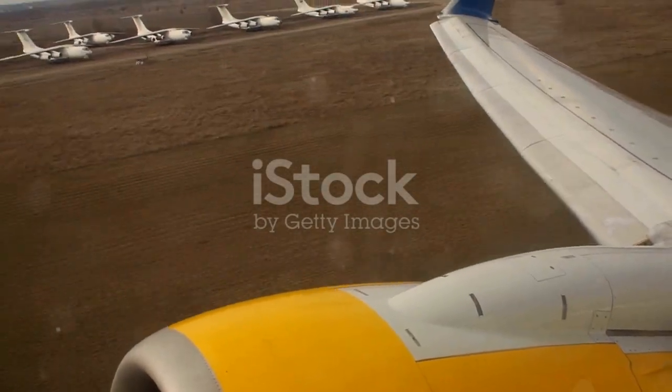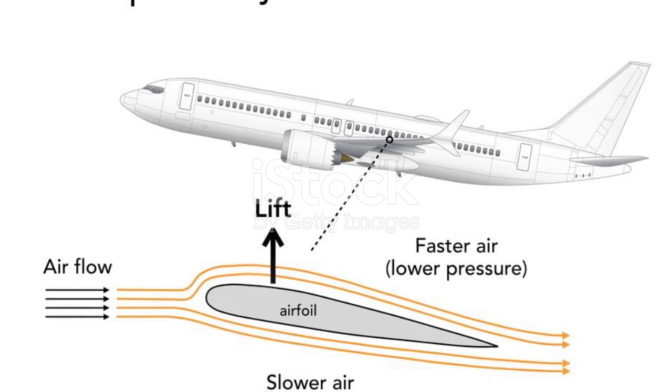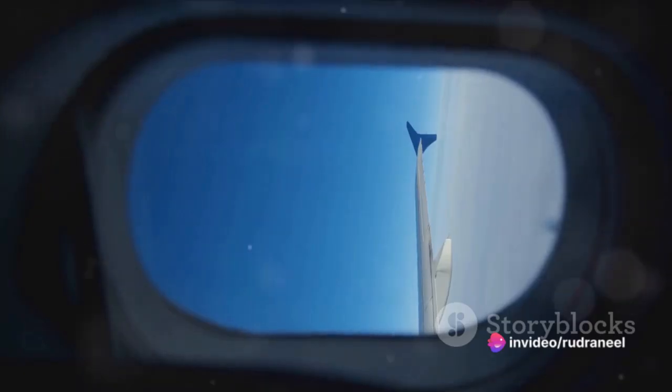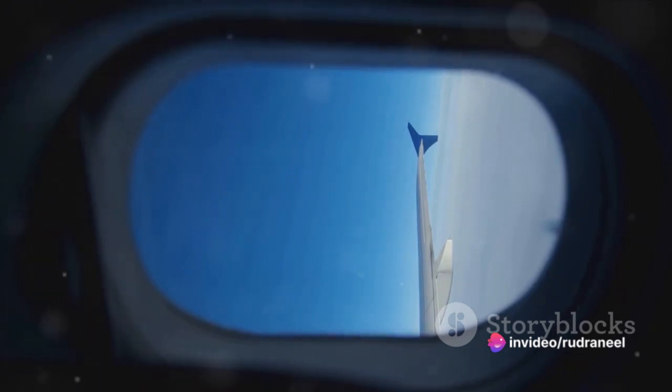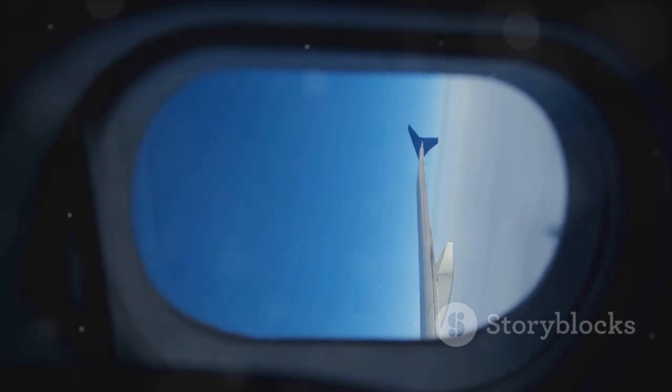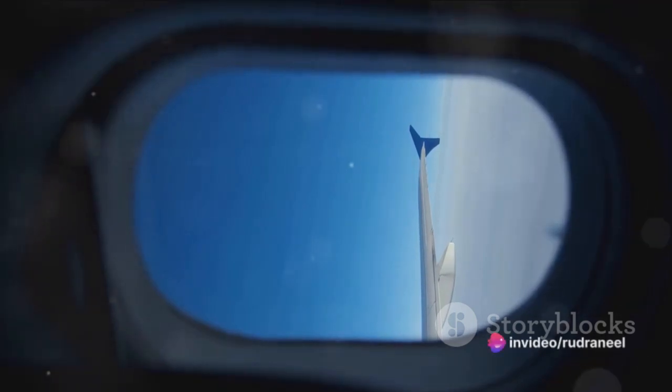First, we need to understand the four fundamental forces that make flight possible: lift, weight, thrust, and drag. Weight is the force of gravity pulling the aircraft down. Lift is the force that opposes weight and keeps the plane in the air. The wings of an aeroplane are designed in such a way that they generate lift when air flows over them. This is due to a principle in physics known as Bernoulli's principle.